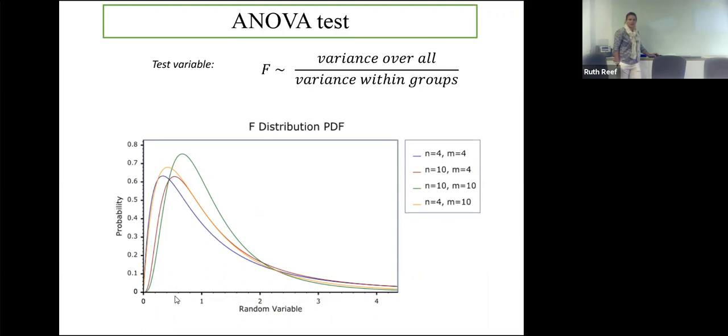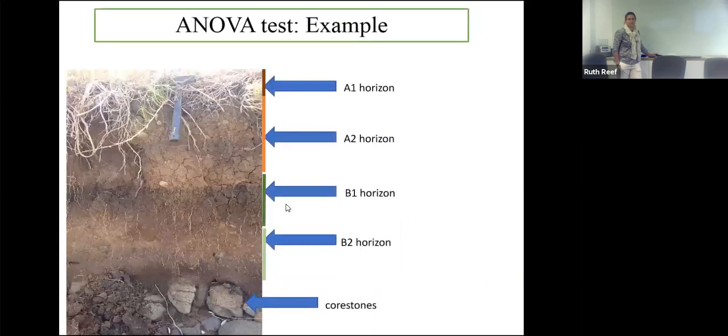So we have different, these are the number of groups we have and the number of samples we have, okay? And that's the two things that determine the shape of the distribution. So there are two things we'll need to know when we calculate the F statistic and its p-value. I'm going to give you an example for an ANOVA test.